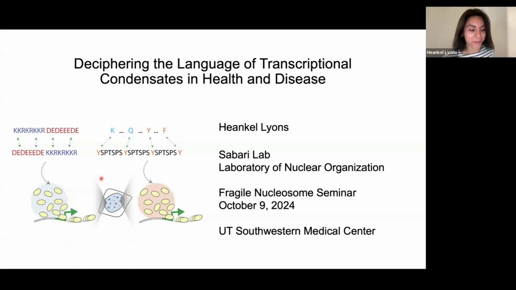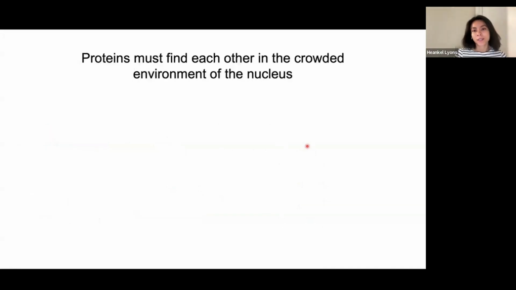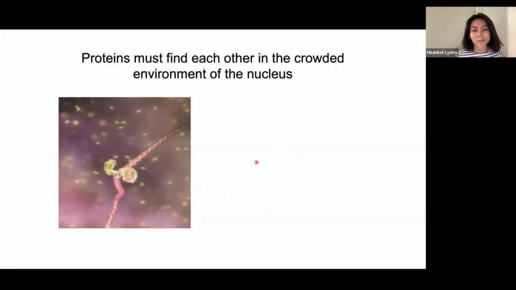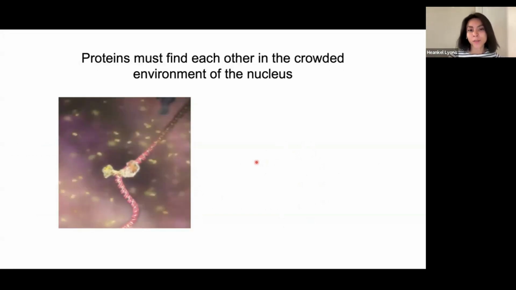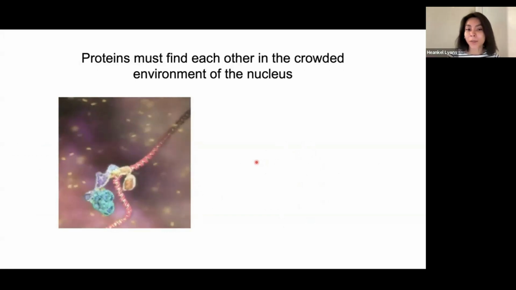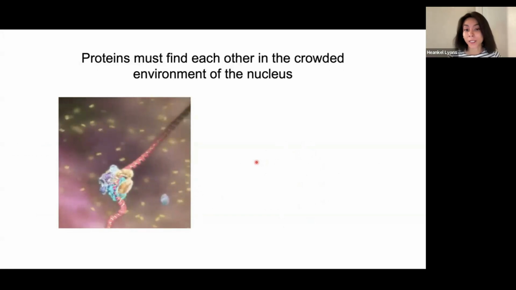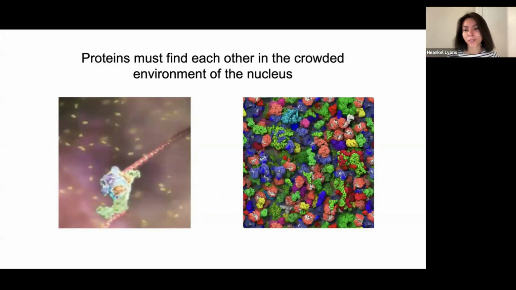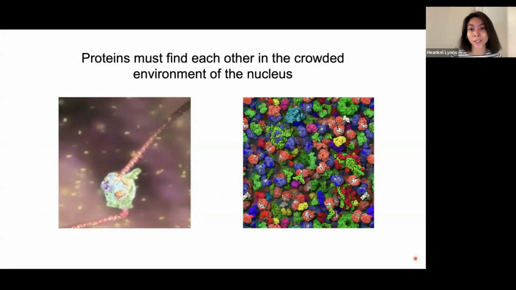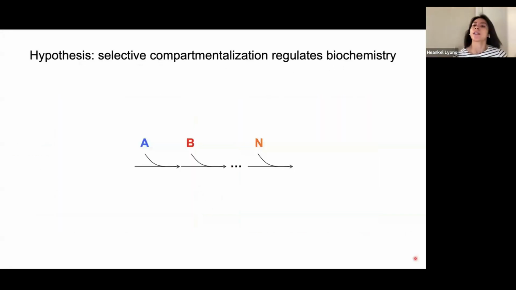Hey, Jackson. Thank you so much for the intro and for having me in the seminars. So yeah, I'm a grad student in the Sabari lab, and as you probably know, we are interested in understanding how the gene activation machinery is organized in the nucleus. And so I'm sure all of you are familiar with how important it is for these proteins we're studying to get to the right genomic locus at the right time to activate genes. But this is actually quite challenging if you consider how the nucleus is very crowded. And so how could the cell get around this issue?